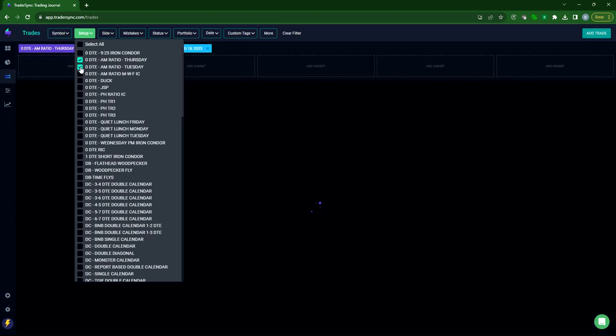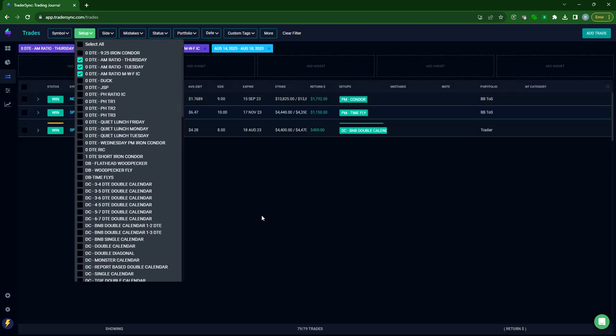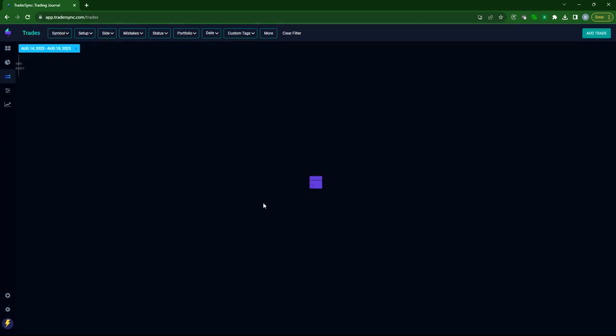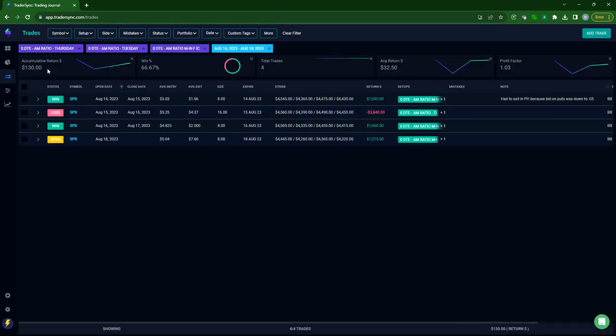AM ratios, I'm just going to put all these together. As far as the AM ratios go, three winners, one loser. Pretty much a scratch week for AM ratios. I had one on the 14th for plus $1,700. On the 15th, minus $38. 16th plus 1,000, and today plus 1,200.